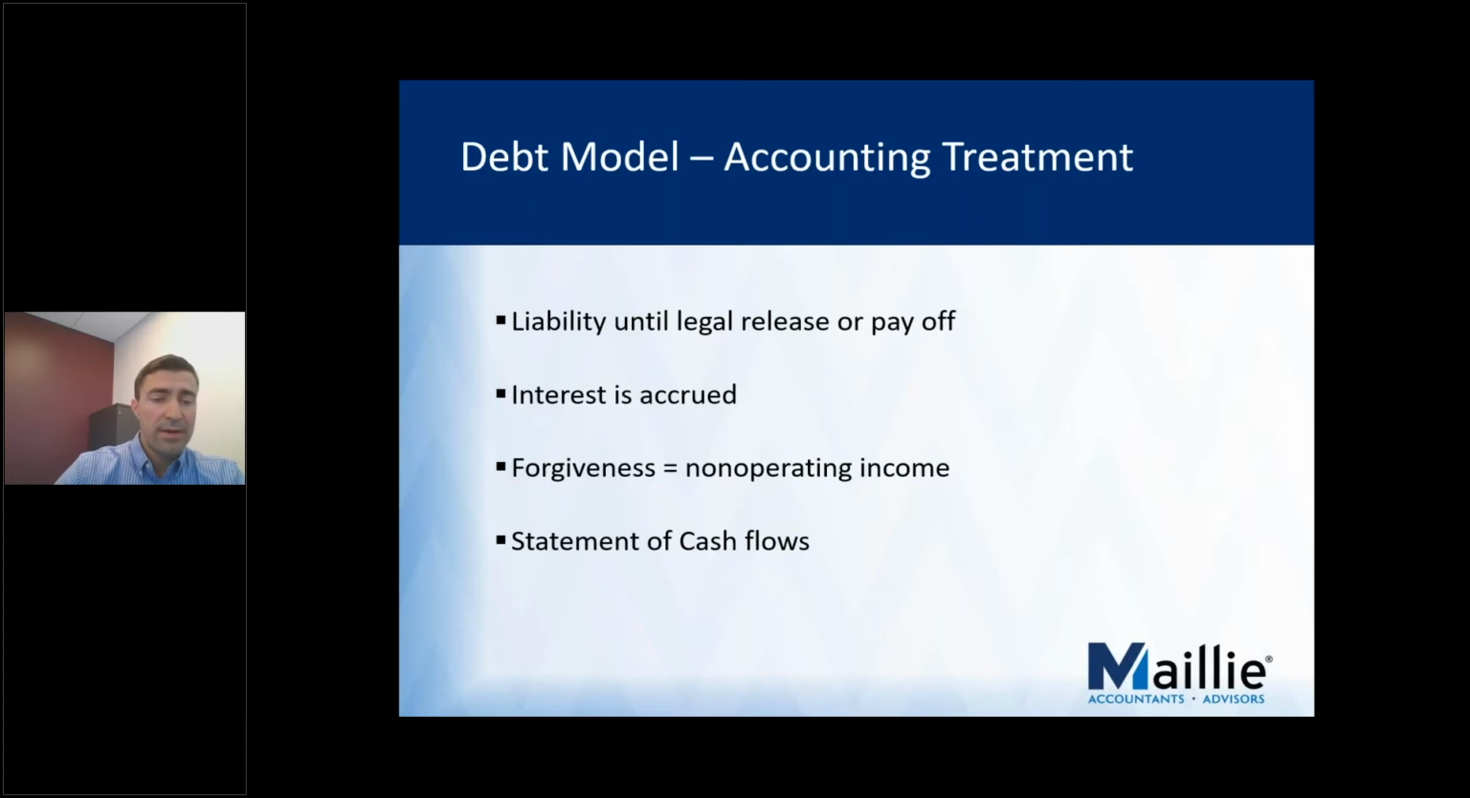So let's talk a little bit about some cash flow considerations. Money received under the PPP loan is going to be reported as a cash flow from financing sources. Principal payments, if any are made, would be reported as a cash outflow from financing activities. Interest payments are going to be reported as cash outflows from operating activities. And any portion of the loan that is forgiven would be reported as a non-cash financing activity. Any interest that is subsequently forgiven is going to be shown as a reconciling item between net income and cash flow from operations.